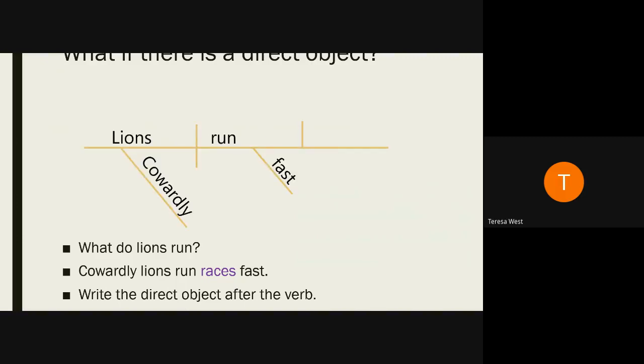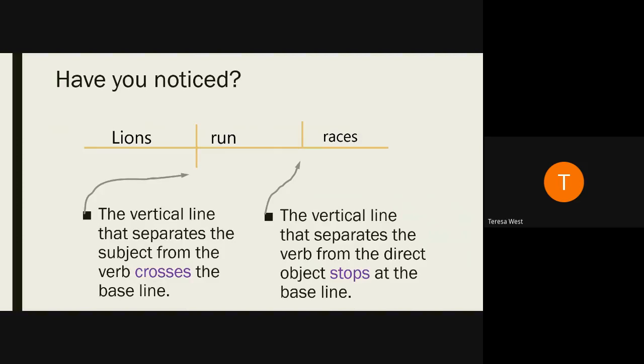So if we notice, we're just building off of the same sentence. So cowardly lions run fast, and they run races fast. So our direct object is going on the other side of the verb, run, and separating it is a vertical line that only goes to that horizontal line. So see how it stops right there. Cowardly lions run races fast. Have you noticed? The vertical line that separates the subject from the verb crosses the baseline, and the vertical line that separates the verb from the direct object stops at the baseline. So you need to be able to write those separately so that I know you know the difference between them. Okay, so our direct object is separated by the line that only goes to the baseline.